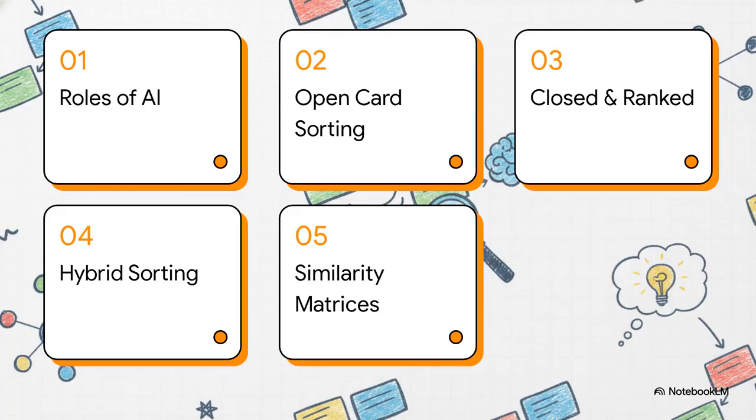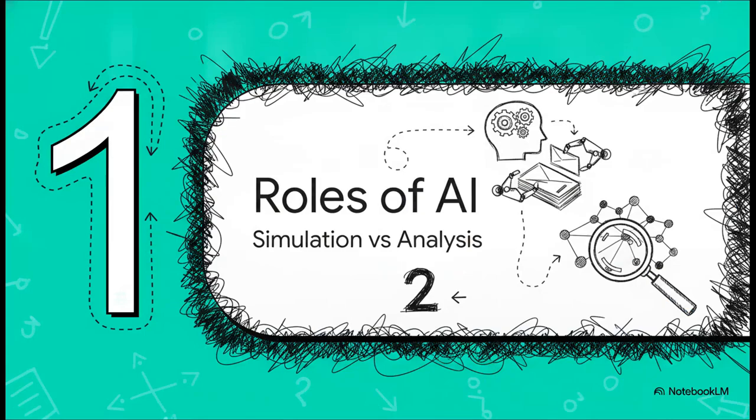Here's our roadmap for today. We're going to cover the two main roles of AI, dive into AI's specific uses in open, closed, ranked, and hybrid card sorting, and finally wrap up by looking at how to validate all of this with similarity matrices. Starting off with Section 1, the two main roles of AI.